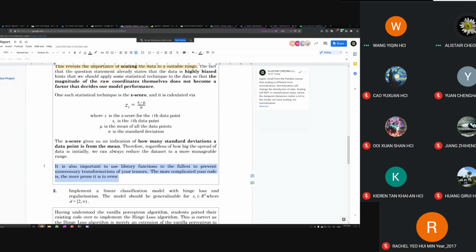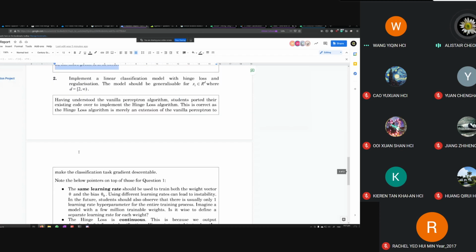And the last piece of feedback for question one would be for those people that were doing unnecessary transpositions of the matrix, unnecessary steps, we recommend that you make better use of the library functions so that you don't do extra work and redundant steps.